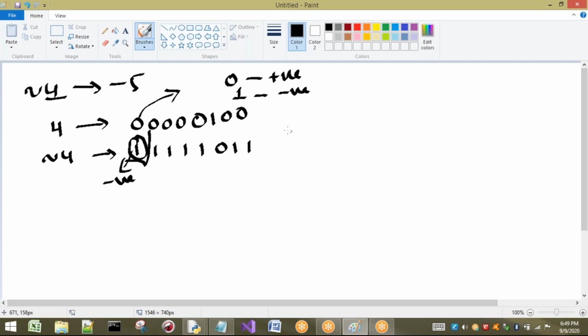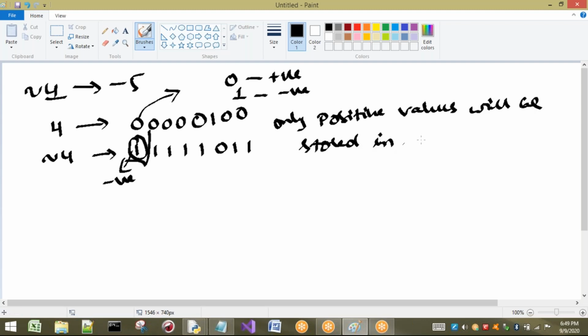This indicates negative. Okay, so remove this, keep this sign aside. And one point I have to tell, a very important point: positive values only. Only positive values will be stored in memory. Very important point.